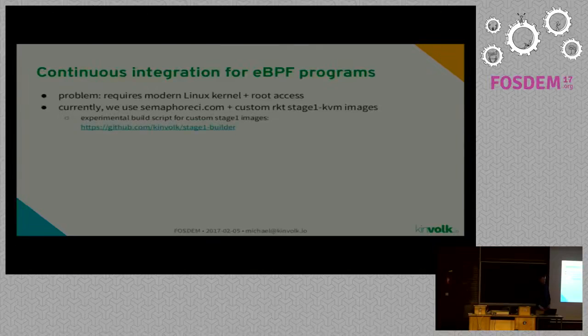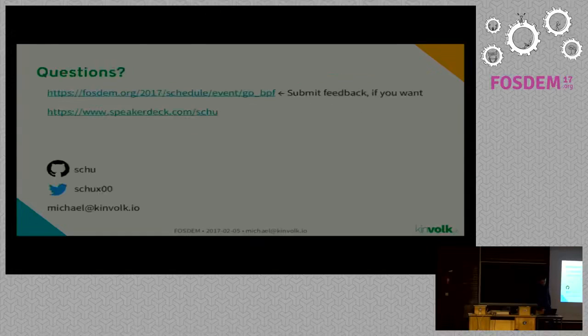And one last word, continuous integration is also tricky. You need root access, you need a modern kernel, you often don't have that, so if you ever need to test Linux kernel features, have a look at the Stage 1 Builder project. Here we use Rocket with a custom Stage 1 image, which allows us to test any workloads on CI systems. And time is up, I believe, so that's it. Thanks.